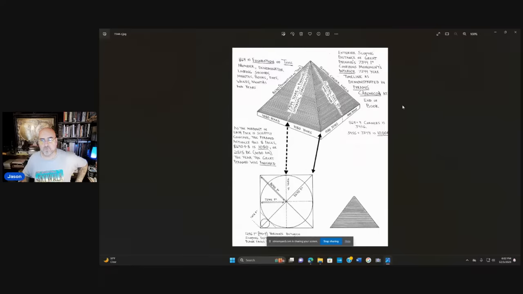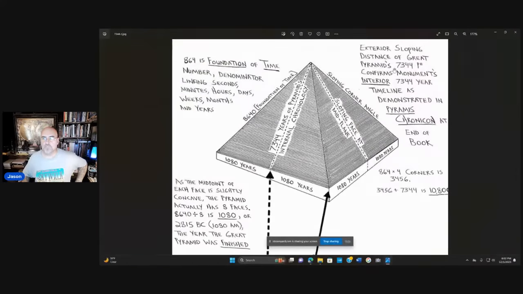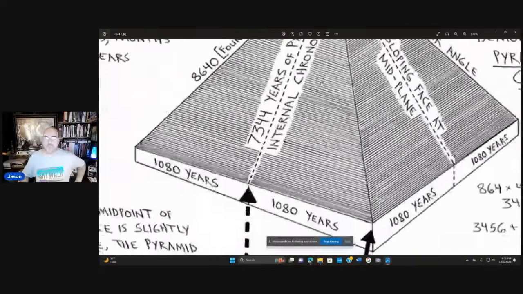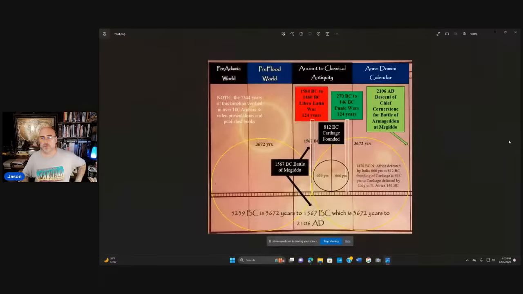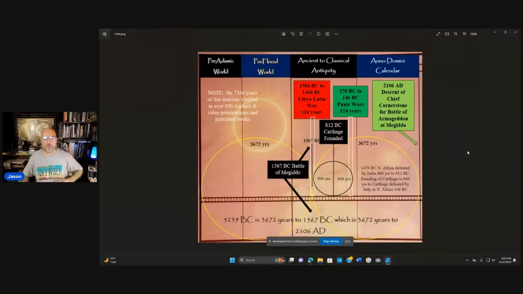Here's an illustration I did right here. Look to the far right. Exterior sloping distance of Great Pyramid, 7,344 pyramid inches, confirms the monument's interior 7,344 year timeline right here. The exterior sloping distance of 7,344 inches confirms the interior pyramid timeline that I have shown. It's all here. It's absolutely amazing. Everything is self-referencing. This is the final chart of the entire presentation.